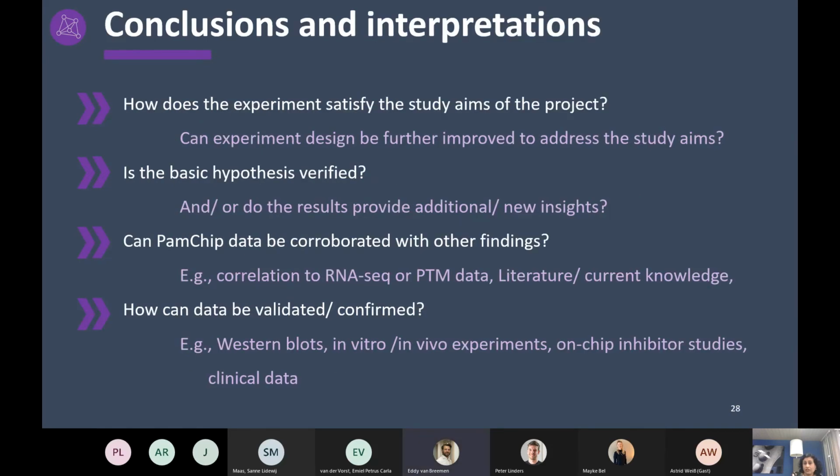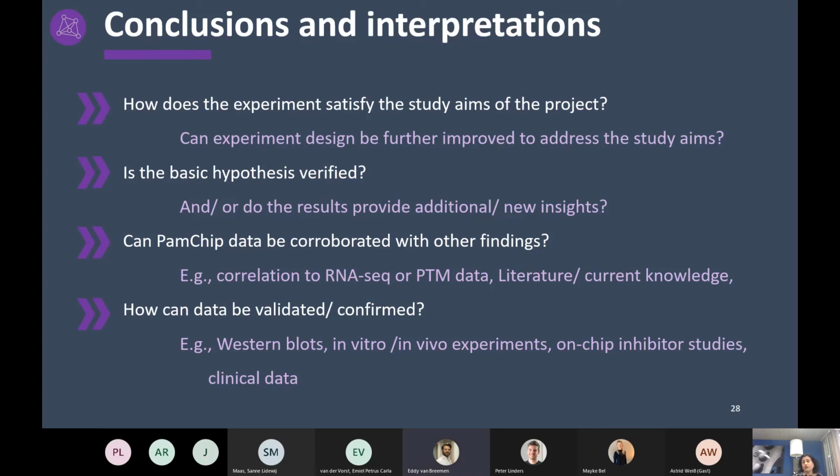This brings us more to the interpretation part of it. Does the experiment satisfy the aims of the project? Did they already have a hypothesis? Is that satisfied? Can you improve the experimental design further? Is the basic hypothesis validated or verified? Can we corroborate PAMChip data to other findings? Often people already have RNA-seq data, proteomics data, or just literature or the current knowledge, say MAP kinase is activated, and do we also see that? And how can the data be then validated?